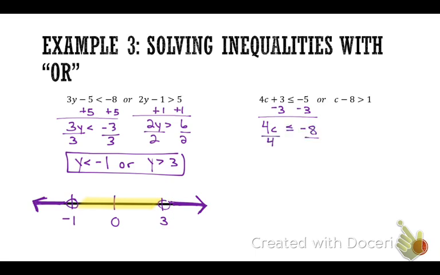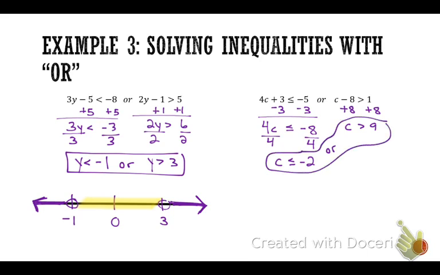Divide both sides by 4. Do I need to reverse my inequality? No. c is less than or equal to -2. But I'm not done. That's only half of it. So now I need to come over here and add 8. And now c could also be greater than 9. This is my or statement, so it can be either one. So now I need to come down here to my number line.